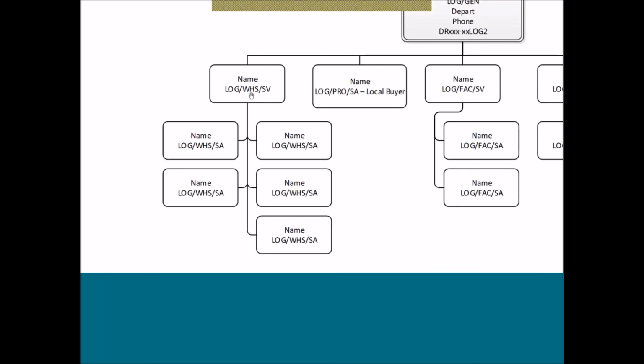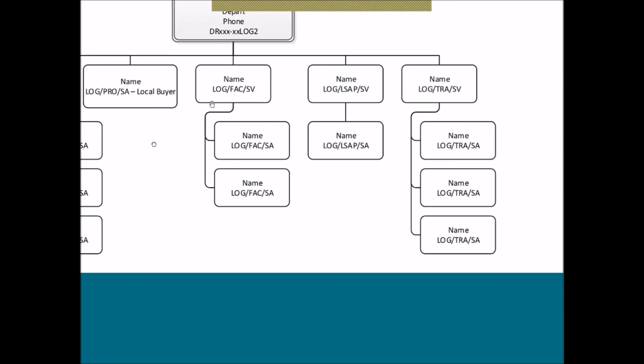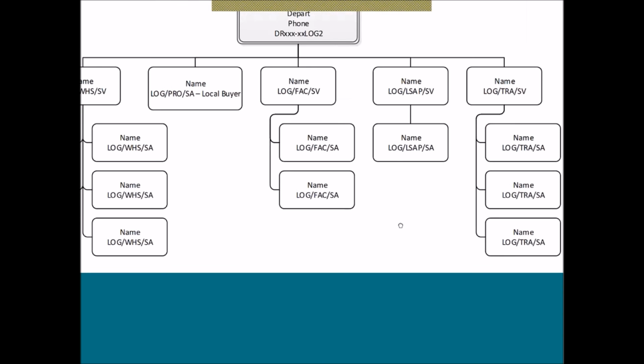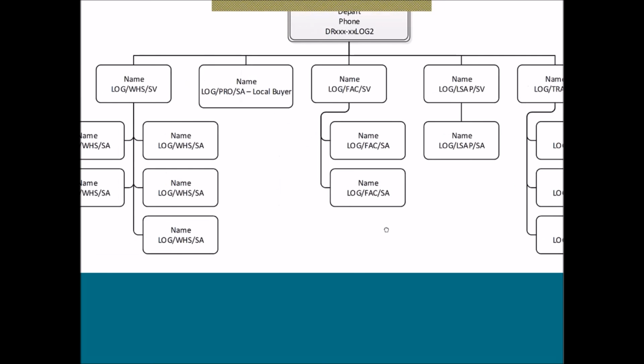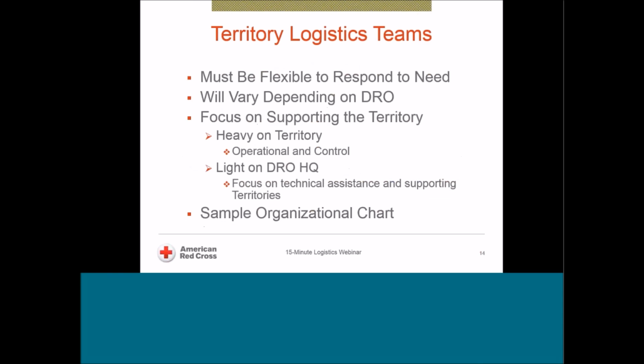So we would have a warehouse segment, we'd have procurement activity representatives, we'd have logistics out there, an LSAP team, and then a transportation team. A couple you don't see here is the in-kind donation. Typically we wouldn't have those out there, and the supply would be back at the headquarters. But that's the way that I've designed it, and as always it needs to be flexible, and it can be changed on an as-needed basis.